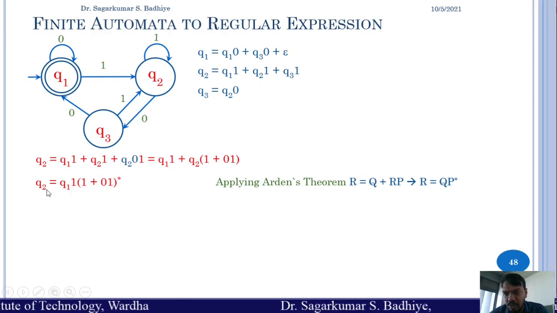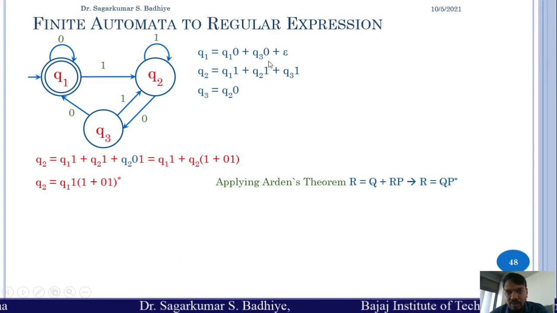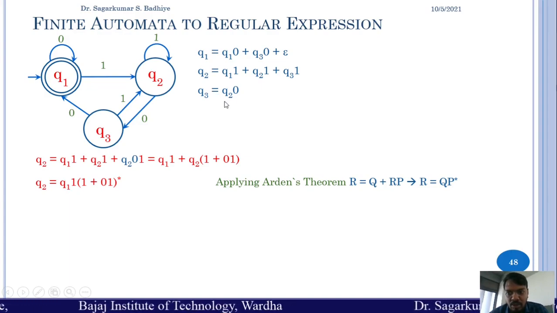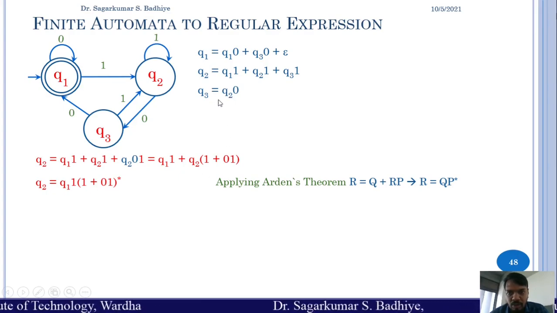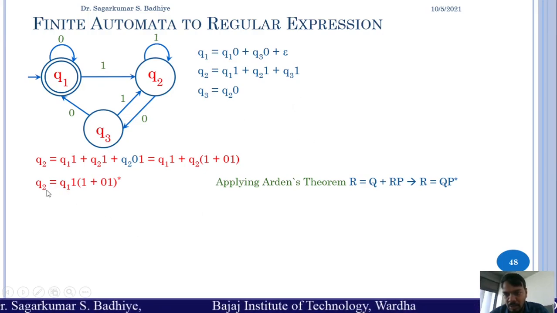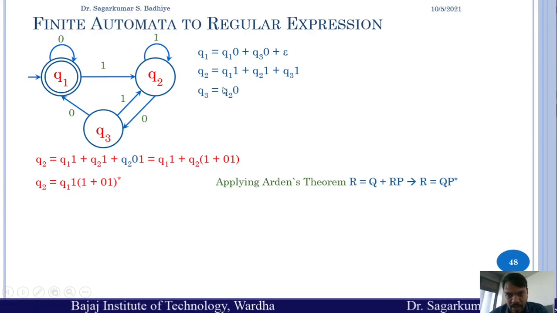Now we get q2 in terms of q1, but here we have q3, so we need the value of q3 in terms of q1 so that we can convert the q1 equation into the form of Arden's theorem. We have q2 in terms of q1 and q3 in terms of q2, so we put the value of q2 in the q3 equation, so that we get q3 in terms of q1, which we can place over here and convert this q1 equation into the form of Arden's theorem, right? So let us do that.